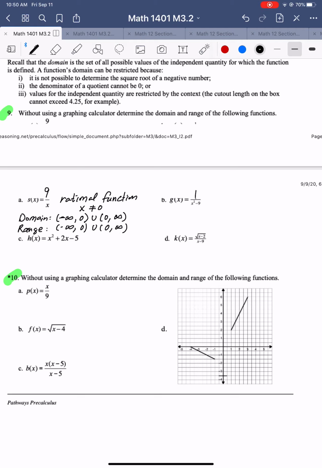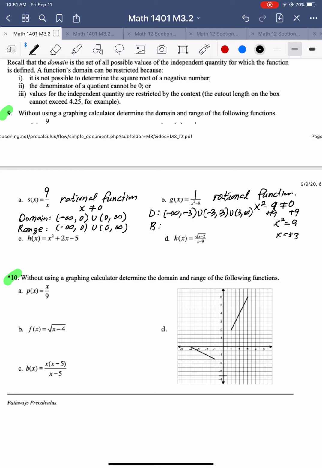And then g of x is also a rational function. Which means the denominator cannot be equal to 0, okay? So for x, you get x squared equal to 9, x equal to plus or minus 3, right? So all the numbers are fine except the 3 and negative 3. So you have to say the domain is all real numbers except the 3 and negative 3. So this is how you write it.